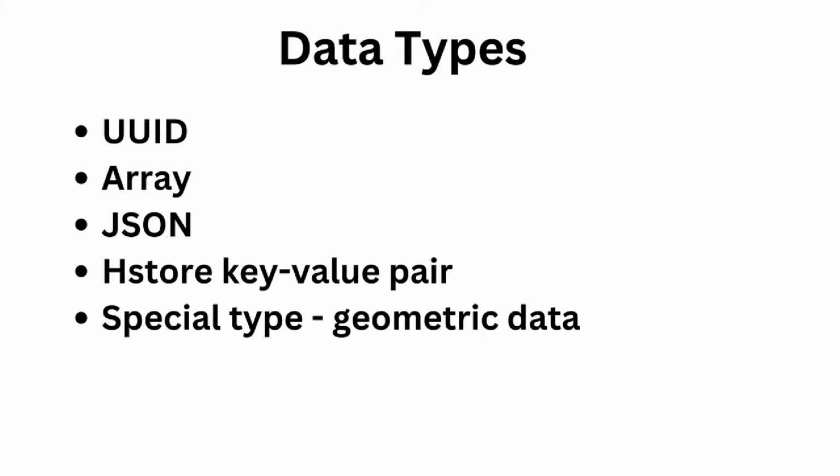Then you also have things like arrays, which store an array of strings, numbers, etc. You can also store things like JSON. There's HStore, which is a key value pair. And there's special types such as a network address and geometric data.